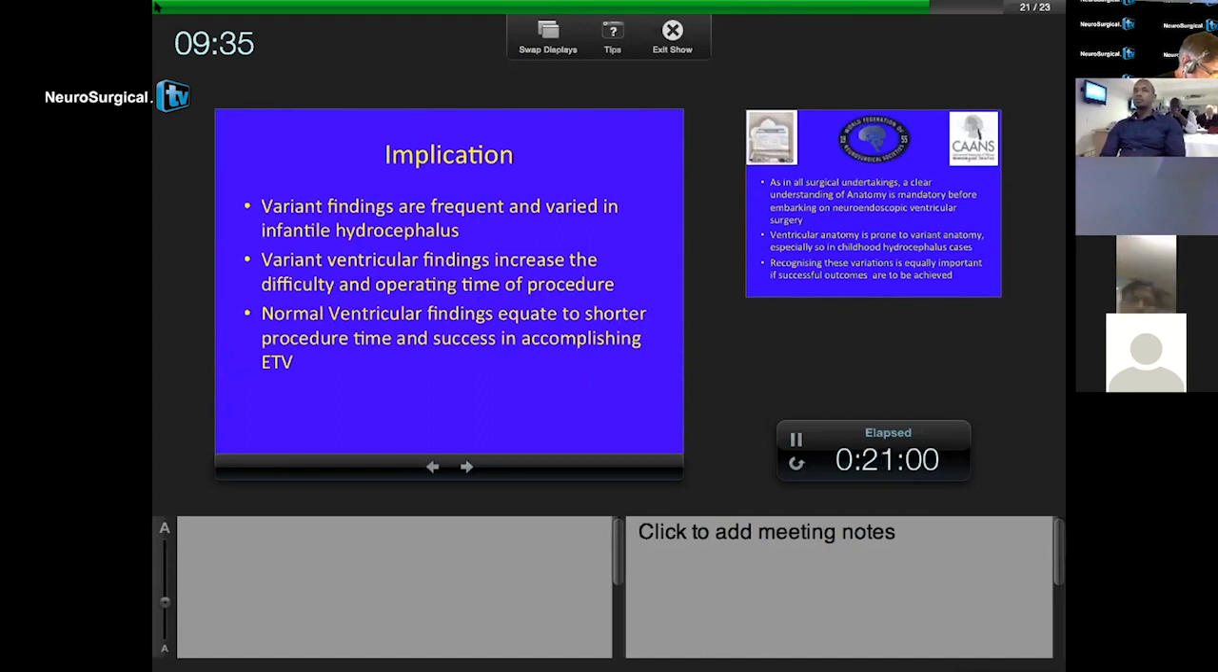So variant findings are frequent and very varied in infantile hydrocephalus. These findings increase the difficulty and operating time. So one should not go in saying, this is going to be a 20-minute or half-hour procedure, because in our setting, variant ventricular findings are almost the norm. Normal ventricular findings equate to shorter procedure times and success in accomplishing ETV.